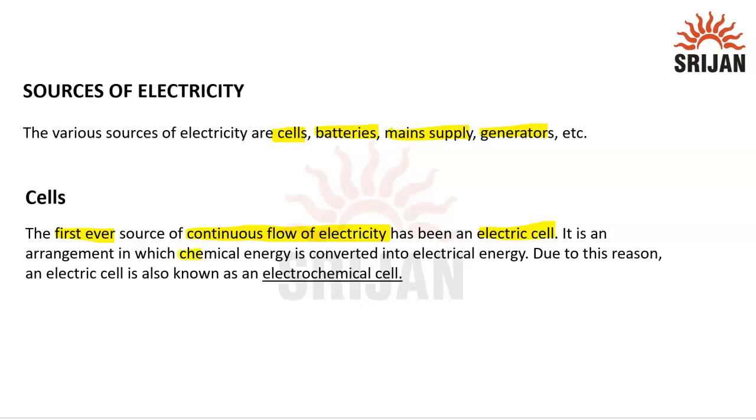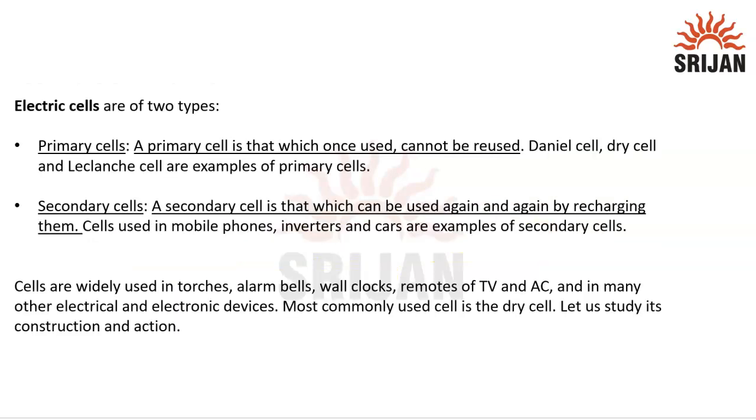It is an arrangement in which chemical energy is converted into electrical energy. Means there might be some chemical reactions going on inside the cell which are helping to produce the current or the electrical energy. Due to this reason, an electric cell is also known as electrochemical cell.